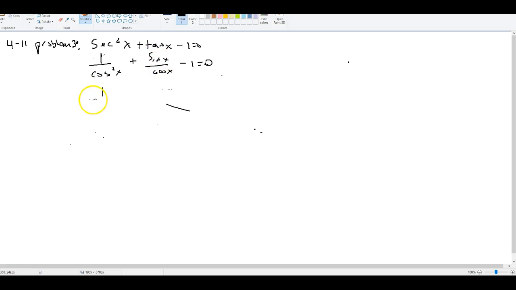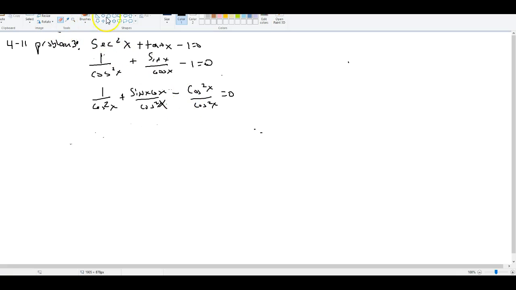So I'm going to go 1 over cosine squared x plus sine x cosine x over cosine squared x minus, now I'm going to make this last one equal to a cosine squared. So I'm going to go cosine squared x over cosine squared x equals 0. So I get a little random line here. Let's see if I can fix that for you.